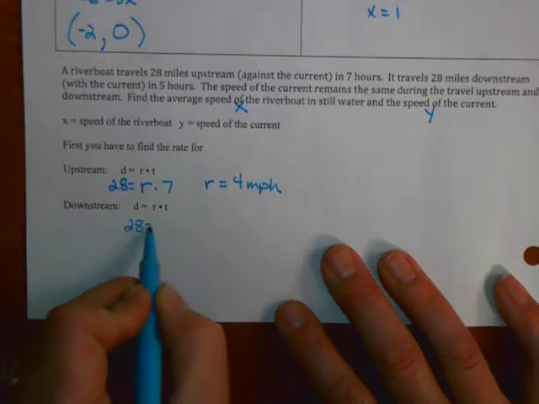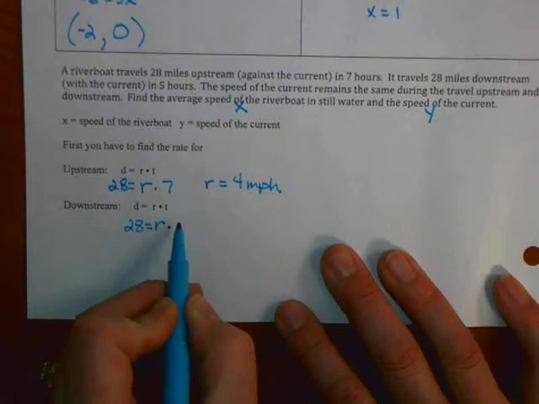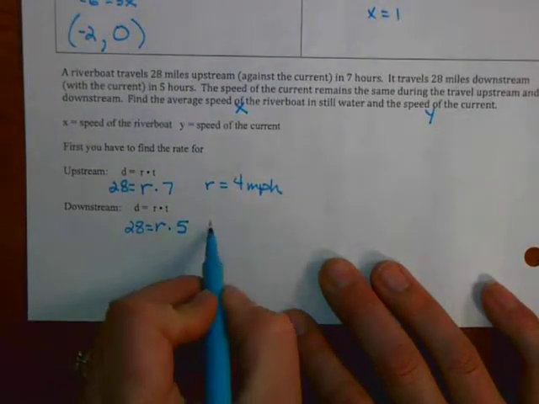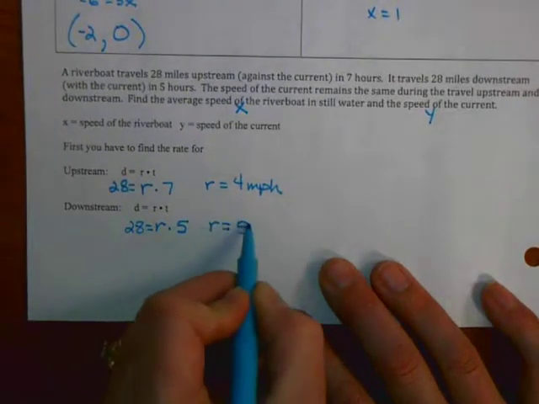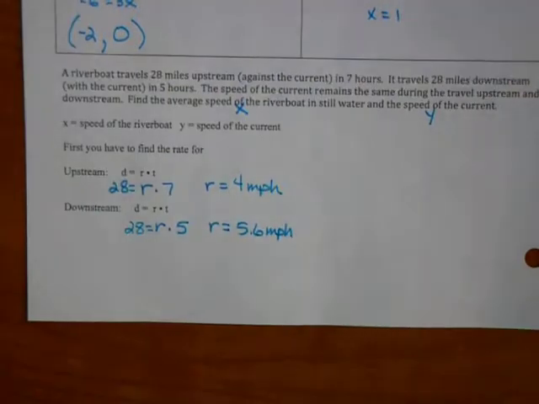Downstream, let's see how fast they went downstream. That took them 5 hours. If I divide both sides by 5, I get 5.6 miles per hour. So it's a lot faster when you have the current with you. You say, okay, so how are we going to use this with our x and our y?